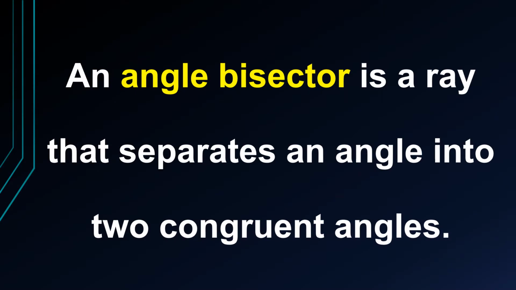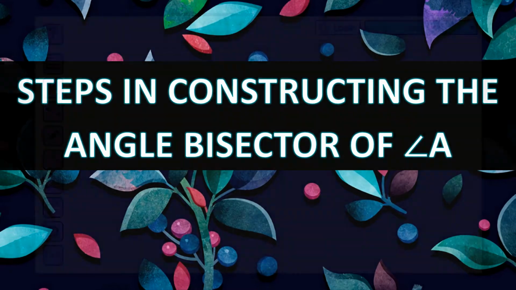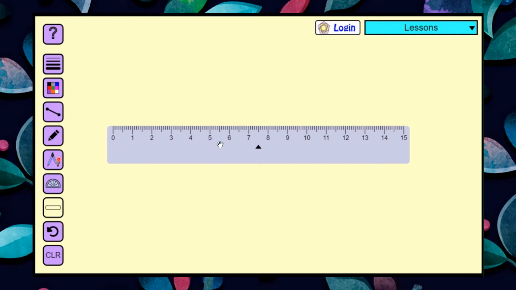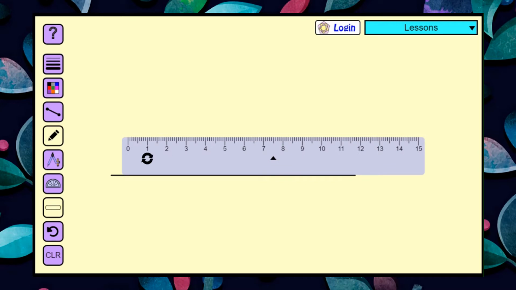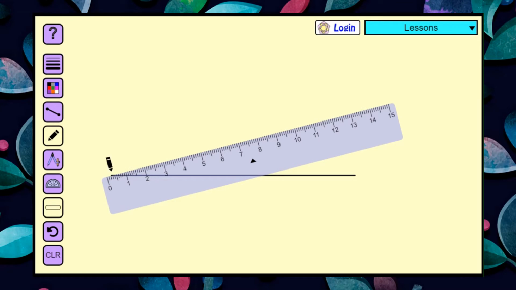Remember that an angle bisector is a ray that separates an angle into two congruent angles. And we have some steps in constructing the angle bisector. So let's say meron tayong angle A. Okay, so gagamit tayo ng construction tool na kung saan sa ating kaliwa meron tayong iba't ibang mga measuring tools. So yan, gagamit tayo ng ruler para gumuhit ng isang angle. So, after we draw an angle, we will be labeling it as angle A.